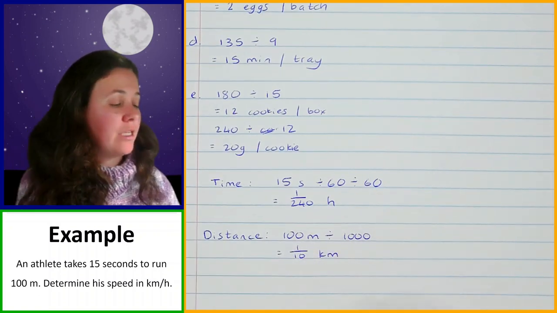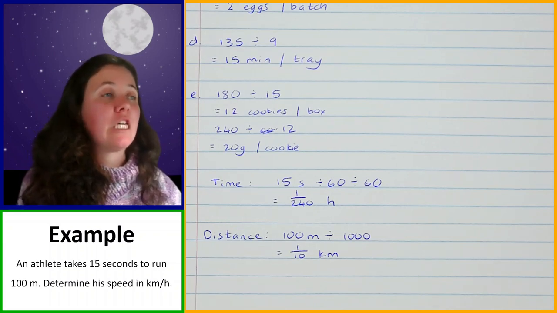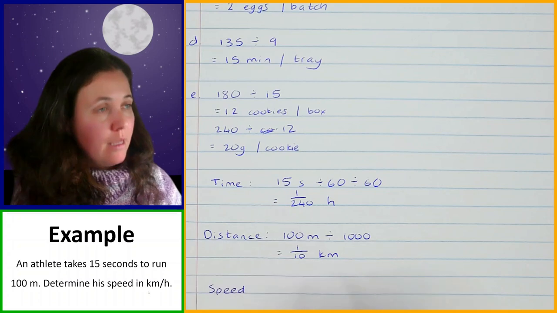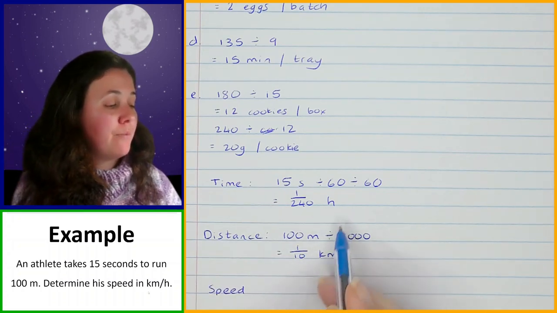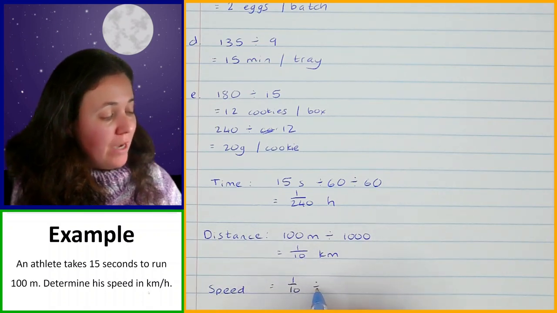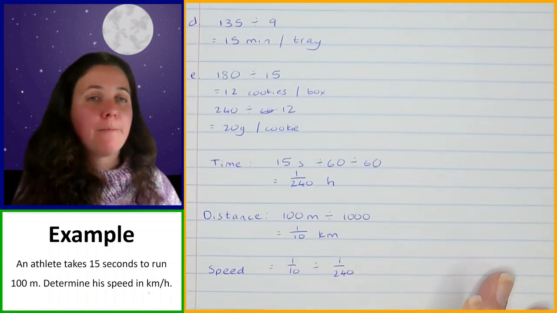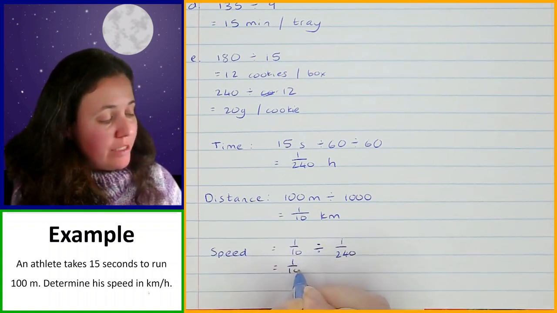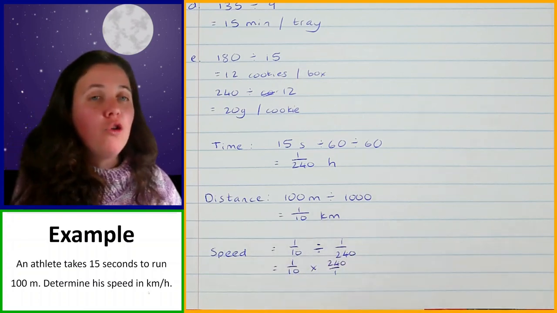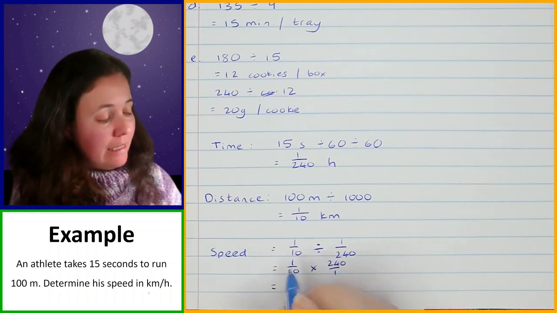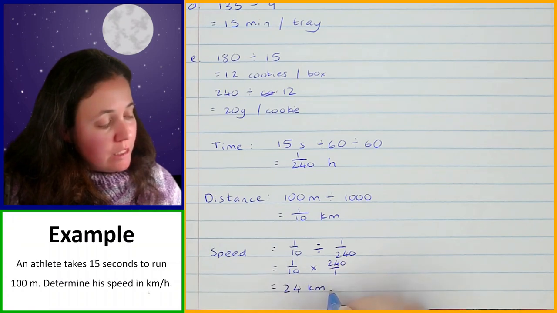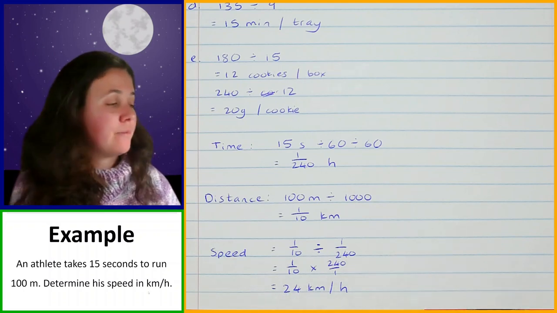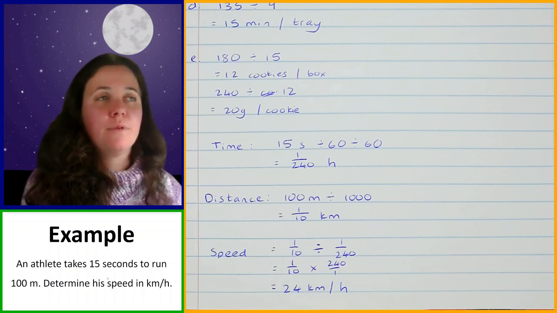Okay, so now we've got our time and our distance in the right units of measurement for determining our speed in kilometers per hour. So our speed in kilometers per hour, we're going to take the kilometers, the distance, and divide it by the hours. So that is going to be 1 over 10 divided by 1 over 240. Now you should already know that when you are dividing fractions, you tip and times. So that is 1 over 10 multiplied by 240 over 1. Or you can just use your calculator to work this out as well. And you'll end up getting a final answer of 24 kilometers per hour. So that is the speed that the athlete was running, 24 kilometers per hour.